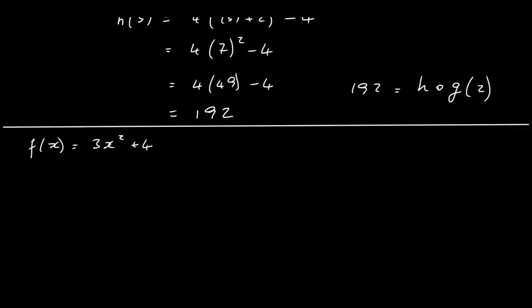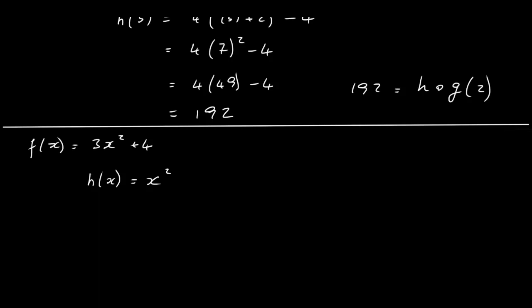What's the first thing that happens to the input? Well, the first thing that happens to the input is it's squared. So that's going to be my first function. Now you can call them whatever you like. I'm going to start with h of x is equal to x squared. That's the first thing that happens to our input when we put it into f. The input is squared. So that's my first function.